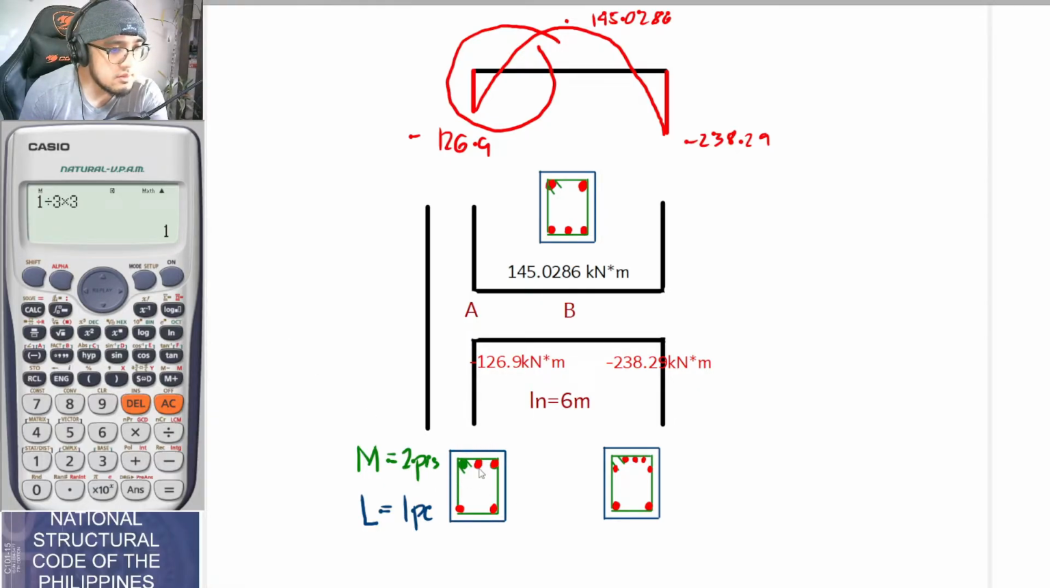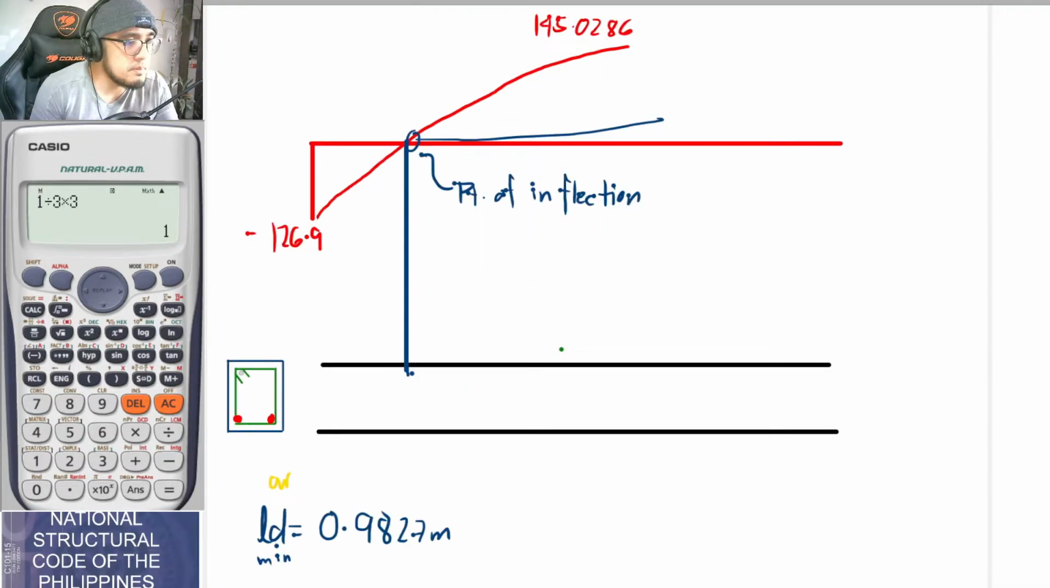Let's just delete these red ones. And for your bar L, that is to be blue. So this is for your bar L. And this is for your bars M, which is the one in green. And the one at the middle, let's say this is for your bars L. Okay, so let's say that this is the face of your support.